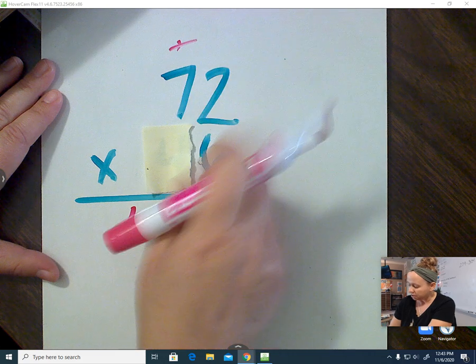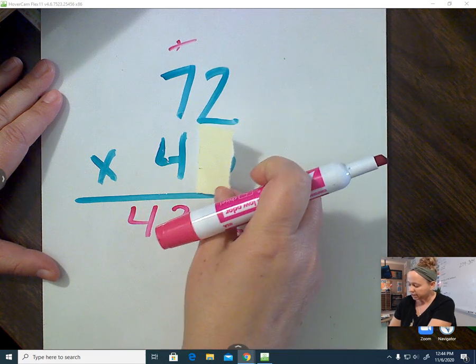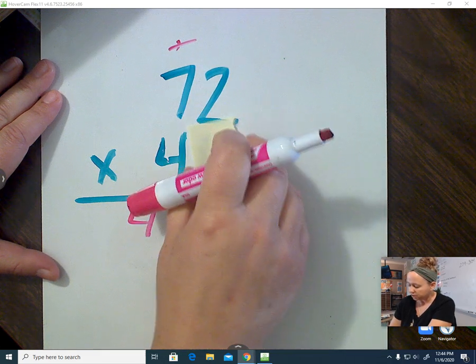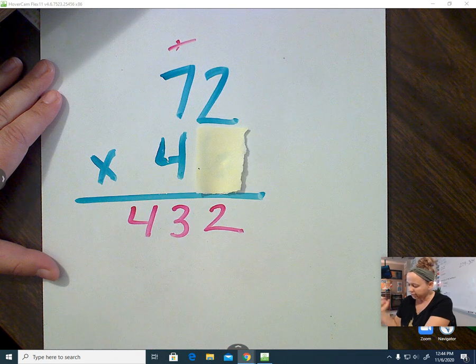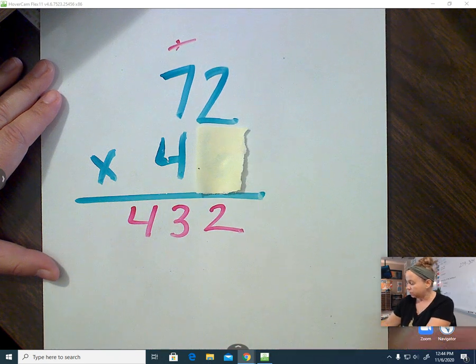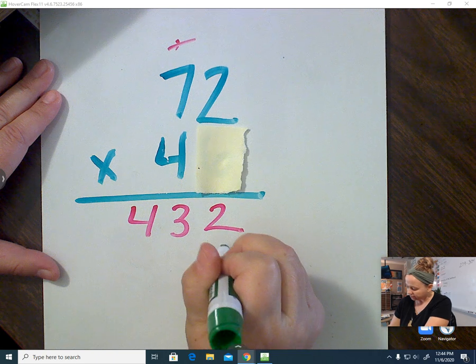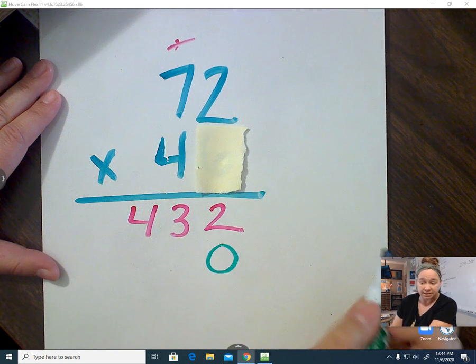I'm crossing out the number I carried. I'm going to move my handy dandy number cover over to the ones place and cover that up. All right, so now I'm going to multiply by 40, which means I need to put my placeholder 0 there because I multiplied by a digit in the tens place.